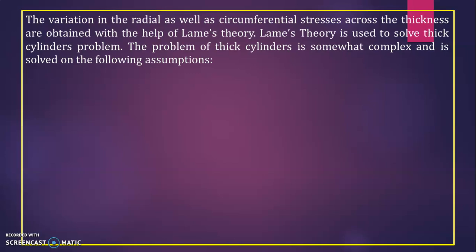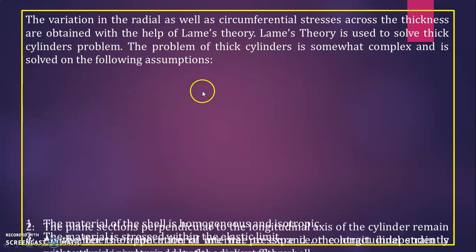See, in thin cylinders we calculated circumferential stresses and longitudinal stresses using simple formulas, right? PD divided by 2t and PD divided by 4t. But here the variation in the radial as well as circumferential stresses is calculated with the help of Lame's theory. Lame's theory is used to solve thick cylinder problems. The problem of thick cylinders is somewhat complex and it is solved under the following assumptions.